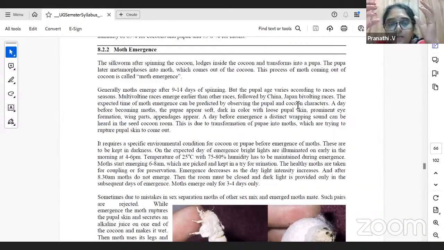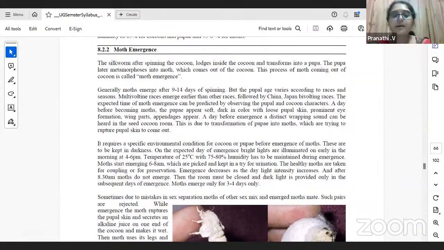A day before they become moths, the pupae appear soft and dark in color. They have a loose pupal skin. You have prominent eye formation, wing parts, appendages, etc. This is due to the transformation of the pupa into the moth, so that they can come out of the pupa. Temperature of around 25 degrees Celsius and 75 to 88% humidity is necessary. On the expected day, from morning to 4 to 6 p.m., they can emerge, so you can have bright lights. In fact, moths start emerging from 6 to 8 a.m.